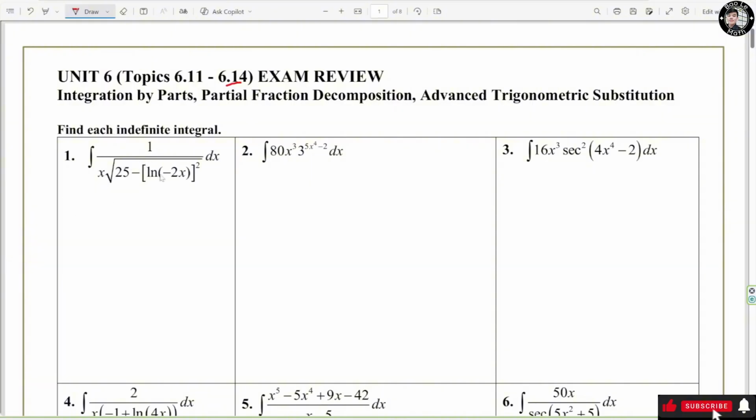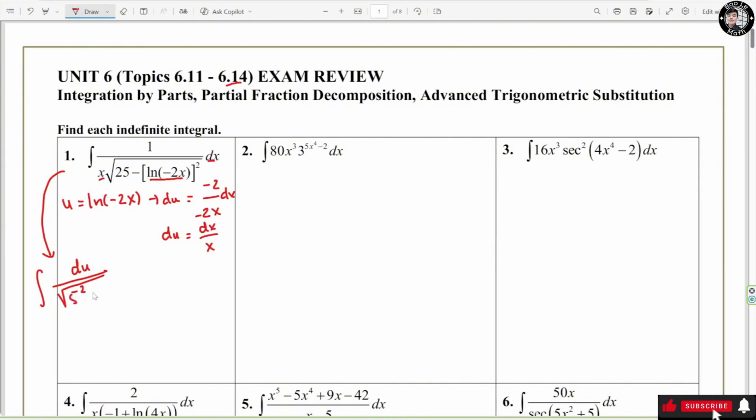So basically, we're going to let u equal the one inside right here. And then du equals negative 2 over negative 2s ds, and then du equals ds over s, right? So we substitute back over here, we see that ds over s right here is actually du. So this turns out to be the antiderivative of du over square root of 25. I can rewrite this as 5 squared minus u squared, right?